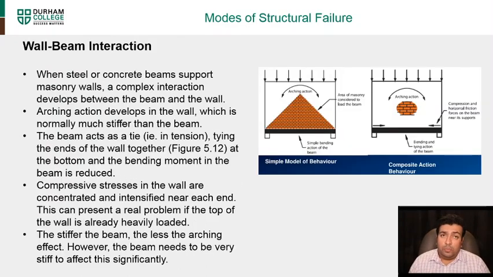Another one is wall beam interaction. That usually happens where you have lintels or beams. This is due to the action of the material above the lintel or the beam. So when steel or concrete beams support masonry walls, a complex interaction happens between the wall and the beam. The arching action develops in the wall. So you have a triangular arching action happening on top. So compressive stresses in the wall are concentrated and intensified near each end.